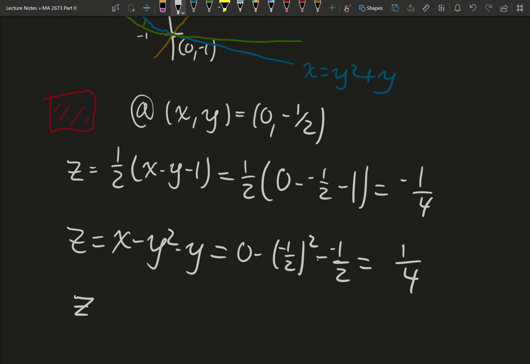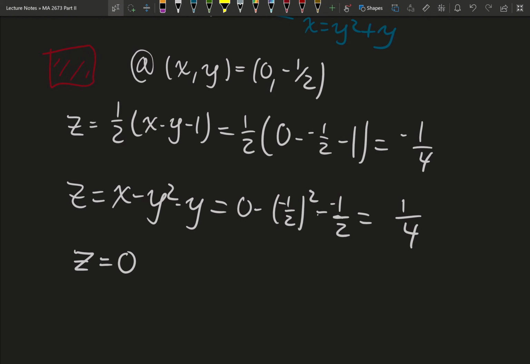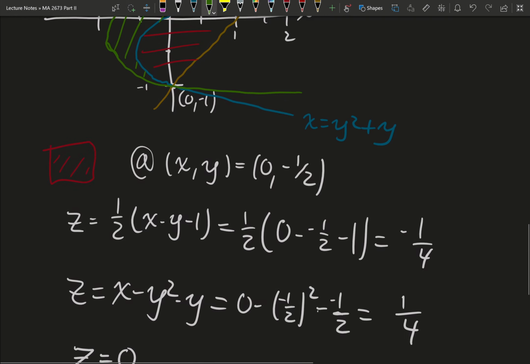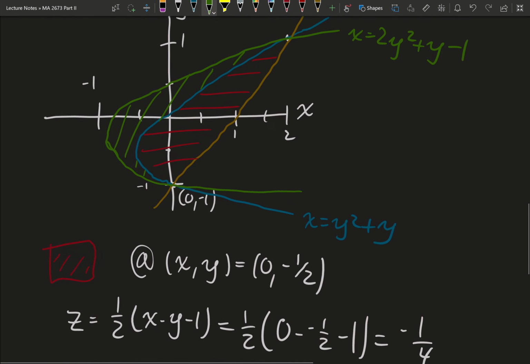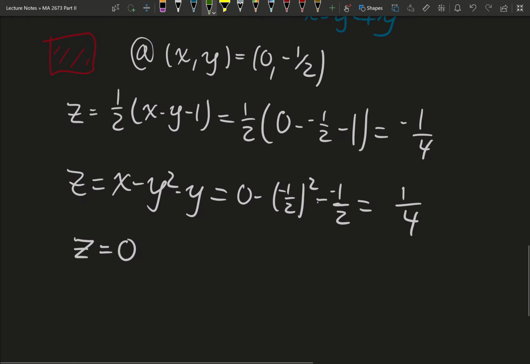And then, of course, we have z equals 0. So we can see that this equation is the lowest, z equals 0 is the second lowest, and z equals x minus y squared minus y is the other one. Okay, we still don't even know what one of our bounding equations is. We need to look at this other equation. So we'll look at this green region here.